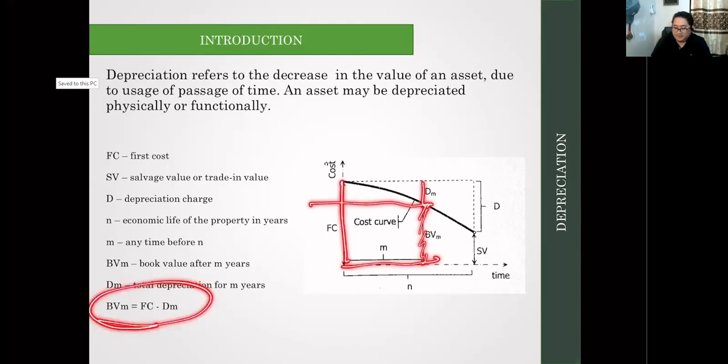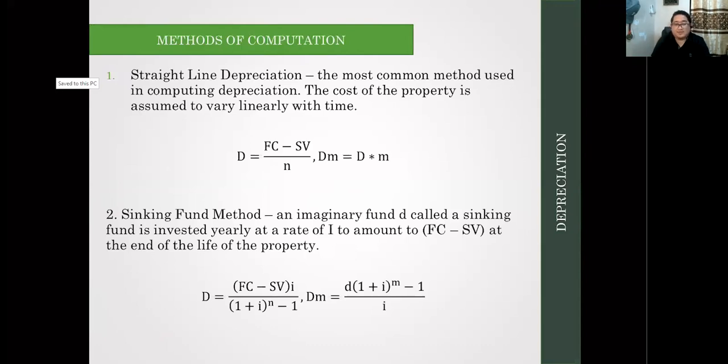Okay? And then for methods of computation, we have 5. So yung pinaka madali sa kanya is yung straight line depreciation method. So ito yung most common method used in computing depreciation kasi ang formula lang niya yung first cost minus salvage value tapos divide mo lang kung gaano katagal. So halimbawa in 10 years lang yung buhay ng machine mo. So magkano siya unang binili minus yung after ng ilang years, divide mo lang sa years. Then yung magiging depreciation value natin at M years will be yung value ng D times M lang. Okay? Then sinking fund method. So this is an imaginary fund called sinking fund.